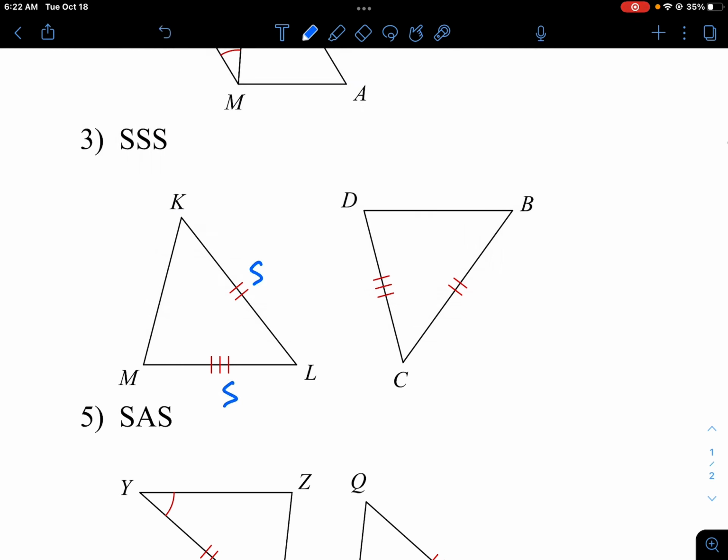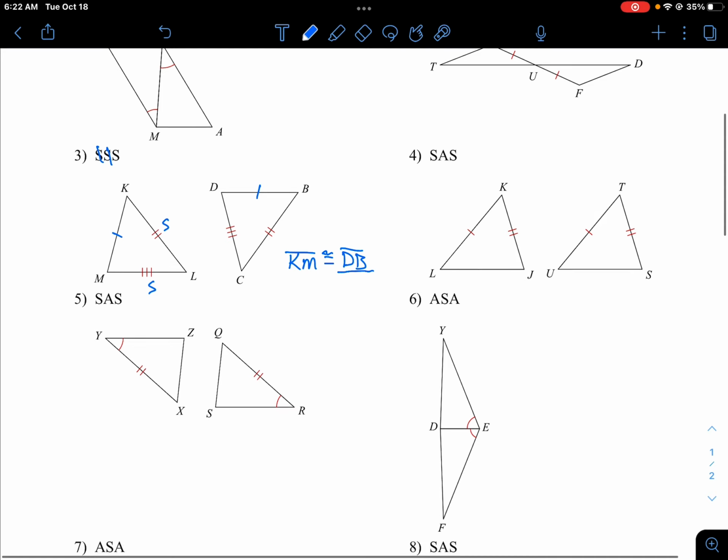I have two sides, so I'm going to cross off two of them. So I'm looking for another side, obviously. And so the only other side of the triangle here is KM. So I got KM is congruent to, and match up this one, DB.